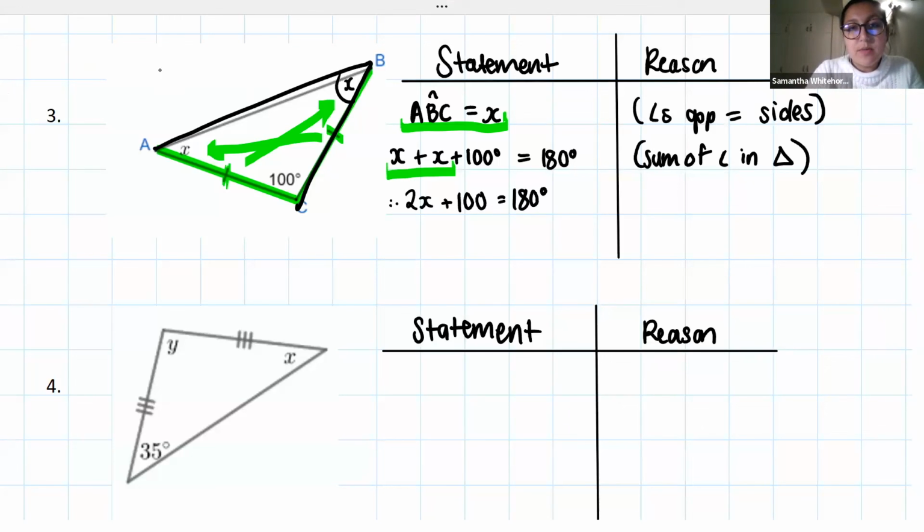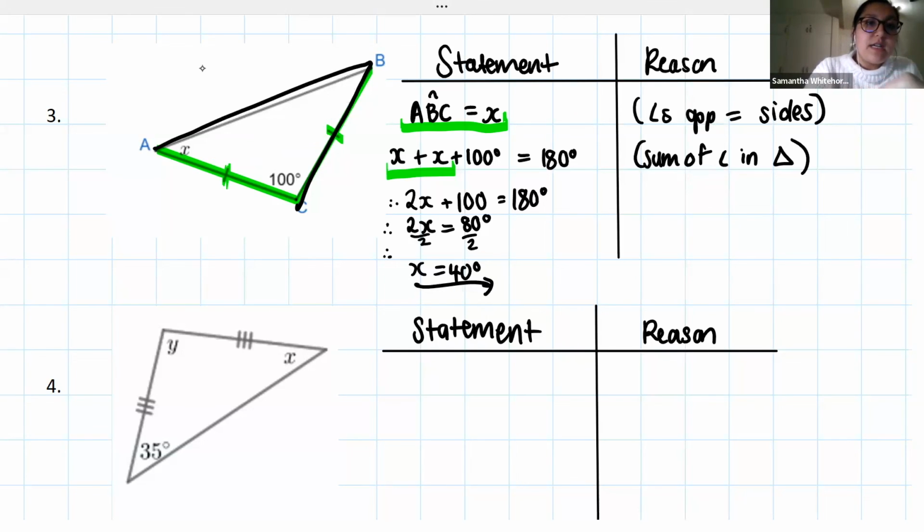We're going to use inverse operations. So subtract 100 on both sides, which leaves us with 2x equals 80 because 180 minus 100 is 80. Divide both sides by 2. I'm getting that my x is equal to 40 degrees. Now again, check yourself. If I put 40 into the values that I said are x, so 40 and 40, 40 plus 100 is 140, plus 40 is 180. I get my sum of angles in a triangle.